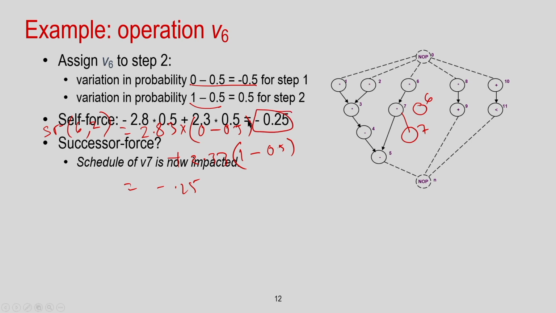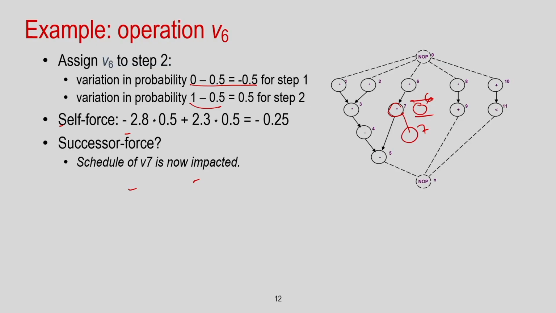Okay. So, that is understood, but you can understand now that if I schedule operation 6 in time step 2, operation 7 is now impacted, right. So, now operation 7 cannot be scheduled in time step 2, because this operation is dependent on 6 and it is going to execute here. So, earlier operation 7 had a possibility of scheduling in 2 time steps, now it is 1 time step. So, it gets impacted and it will create some successor force, right.